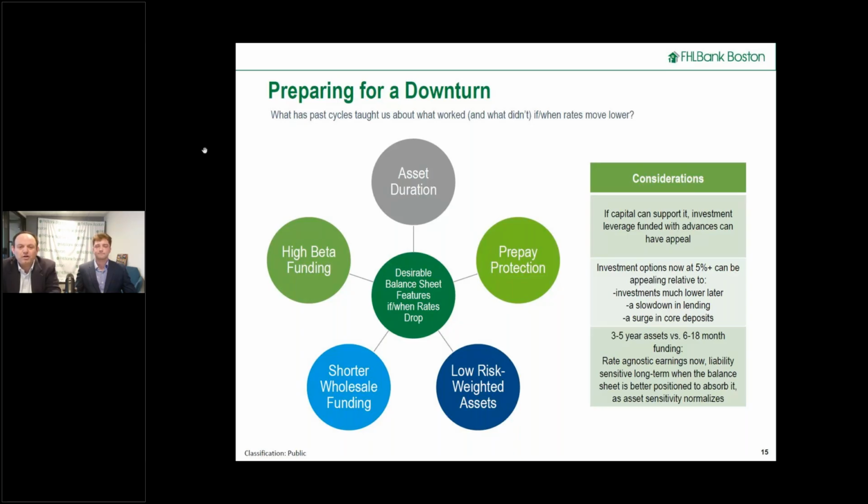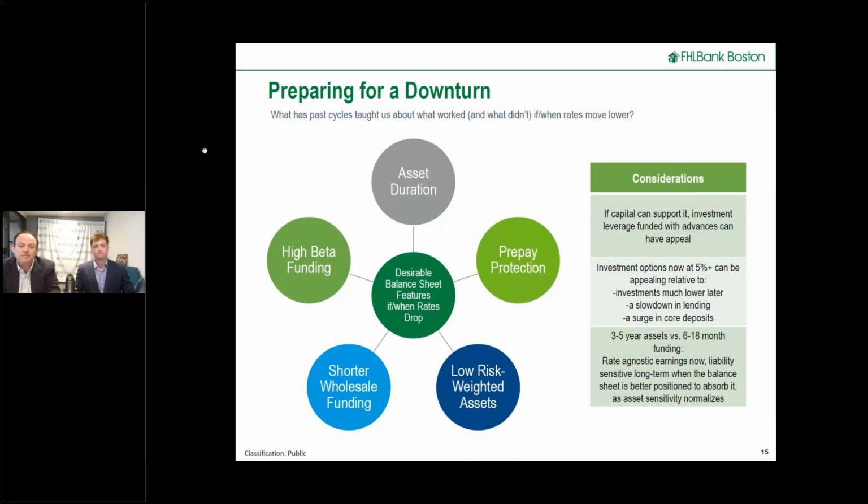creates this scenario where if you have the capital and the flexibility on your balance sheet, you can resist the temptation to redeploy assets into the investment portfolio right now. So just from a purely repricing standpoint, that is going to help if you can withstand it.